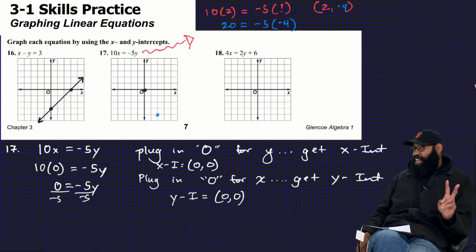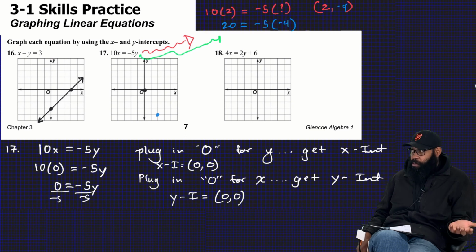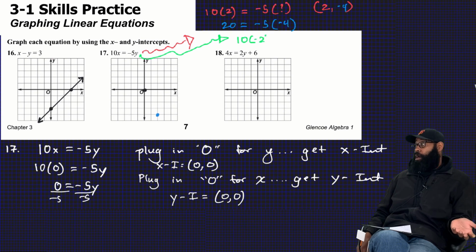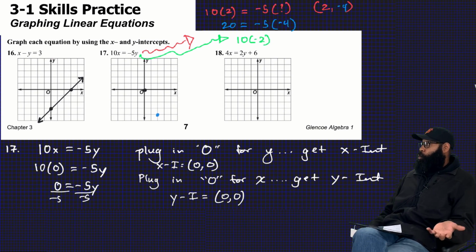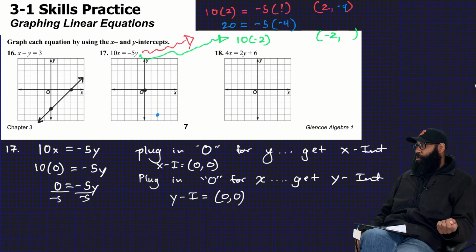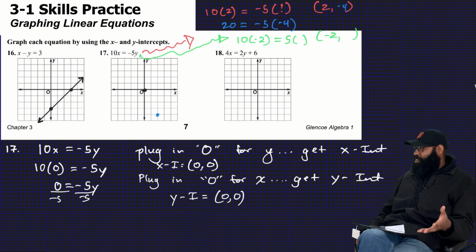I recognize I need 2 points. If I need 2 points, well, let me go get 2 points. If x is 2, well, negative 5 times what is equal to 10 times 2? Well, we know 10 times 2 is 20. So what times negative 5 is going to give me 20? Negative 4. Guys, I just got a point.